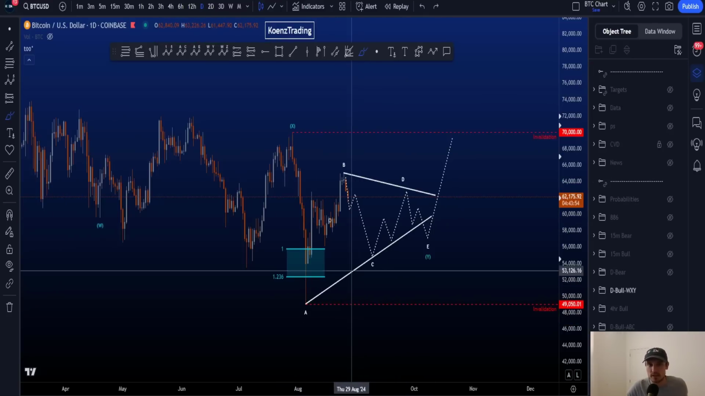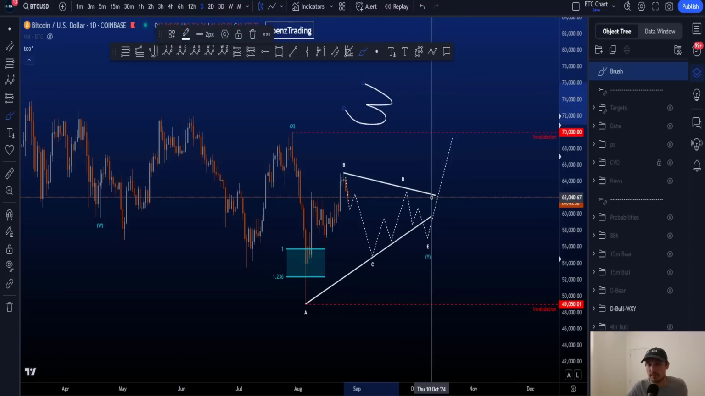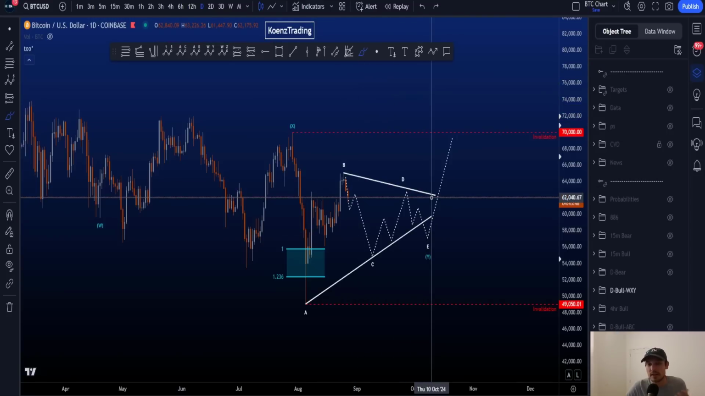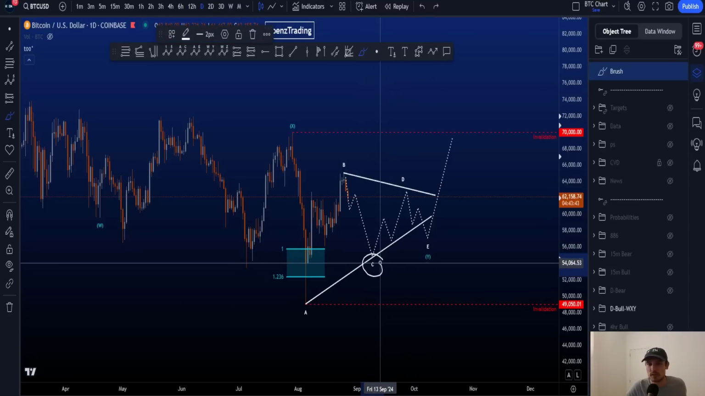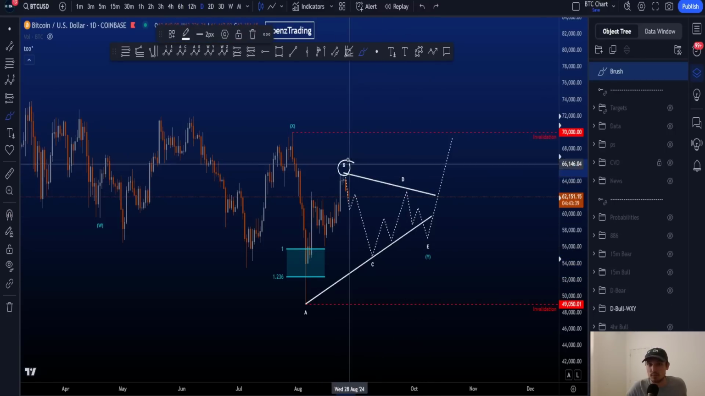Now in this case, we then have a triangle A, B, C, D, E. All of the waves have to be 3-wave zigzag family structures. And if one of the waves is a more complex structure, it is by far most commonly wave C, uncommon wave D, and rare wave B.